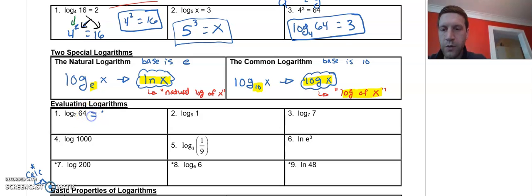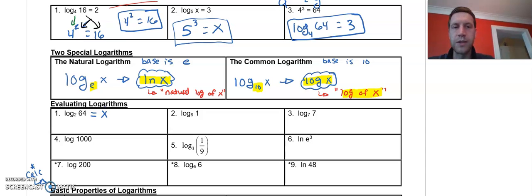So first thing I would do is set it equal to your favorite variable. I usually use x. Just make sure it's a variable that's not currently in the problem. So I don't have any variables yet, so x is fine. So what I want to do is transfer this to exponential form. So drop, swap. 2 to the x equals 64.